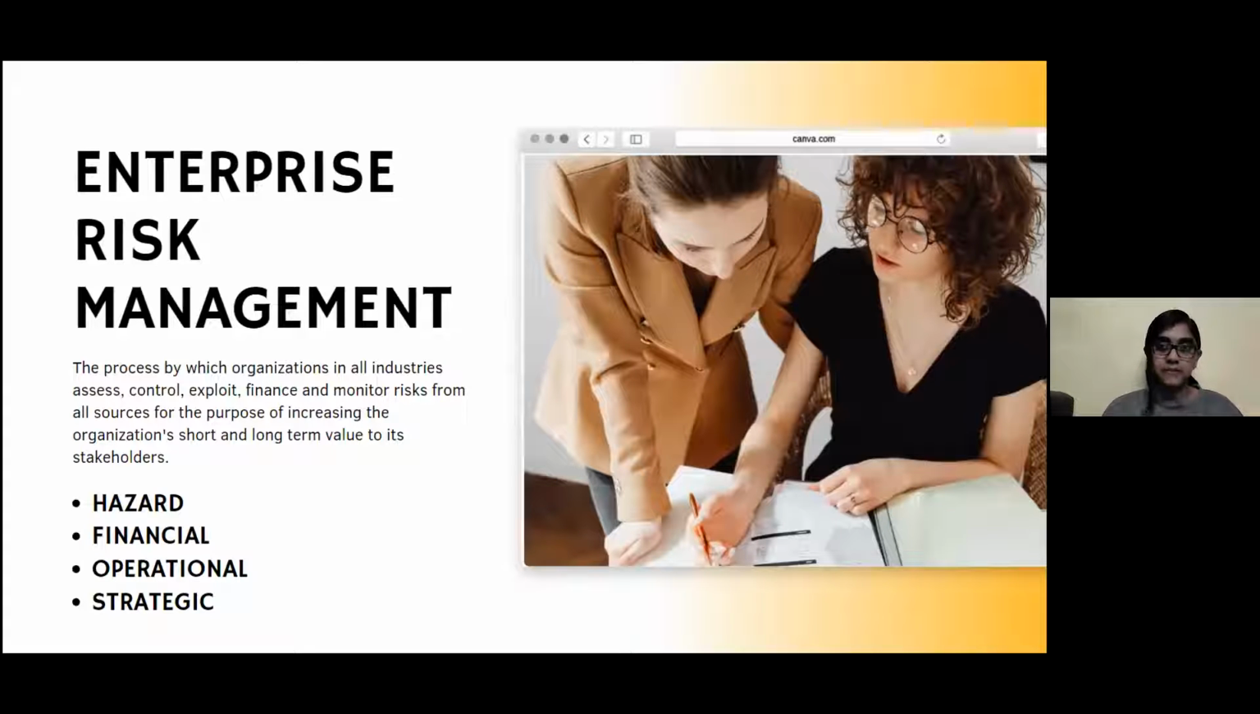Firstly, hazard. Hazard risks are risks like fires, theft, windstorm, liability, business interruption, pollution, health, and pensions. Second is financial risk. Financial risk covers the potential losses due to changes in financial markets, including interest rate, foreign exchange rates, commodity prices, liquidity risk, and credit risk.